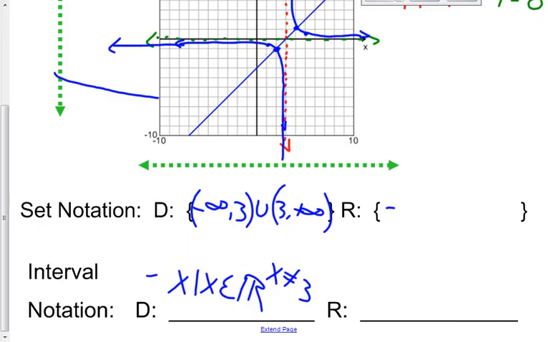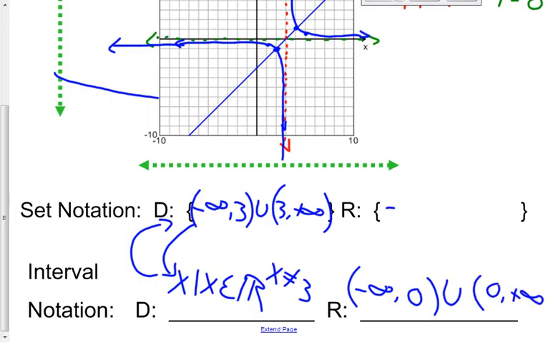Whoopsie, this should have gone here. Sorry about that, class. And this should have gone here. So for our interval notation, it's from negative infinity all the way till 0, union 0 to positive infinity. And then our range is y such that y belongs to all real numbers except 0. y cannot equal 0.